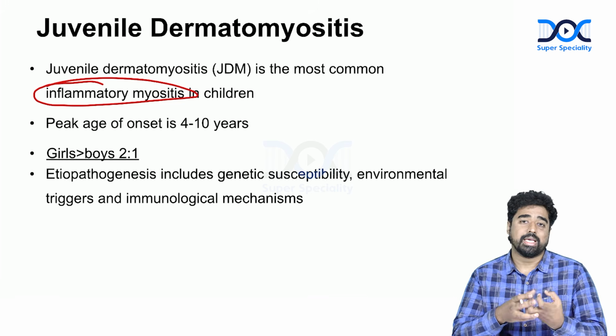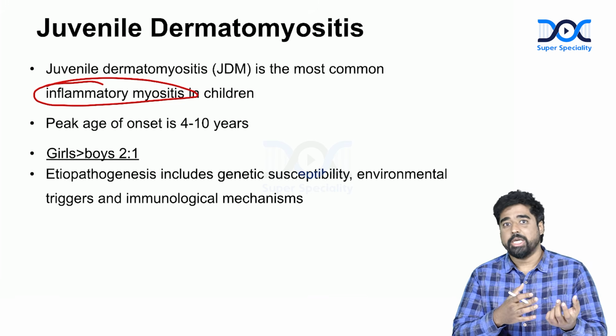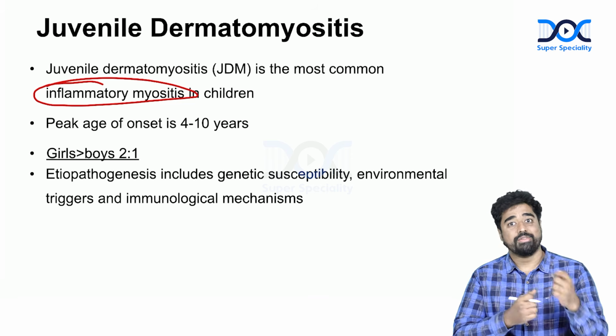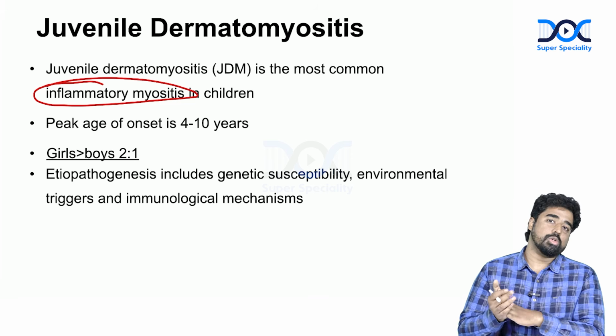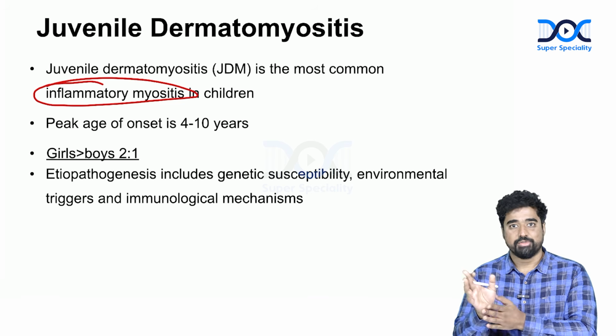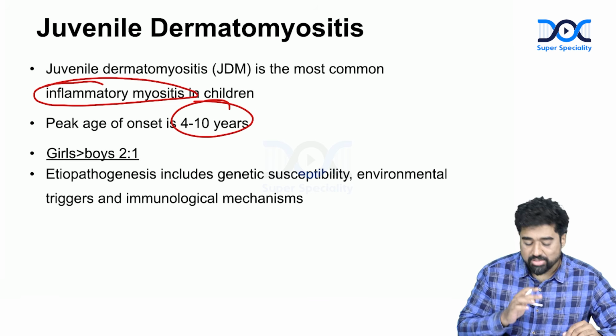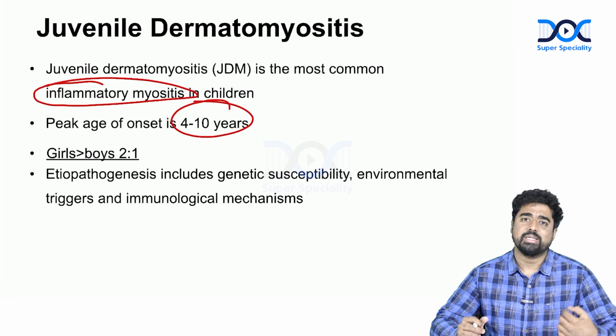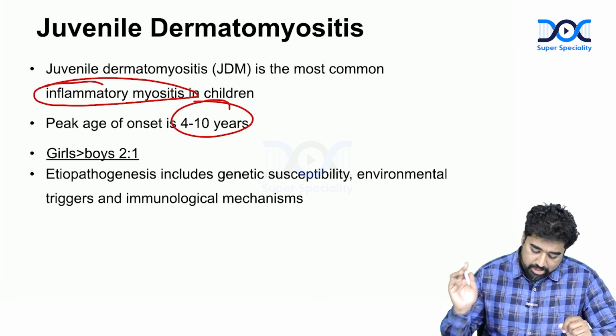Also, in some cases, RF negative polyarticular JIA can happen in less than 5 years, but most of the other autoimmune conditions occur after 5 to 10 years. Similarly, here also it is 5 to 10 years. Most of the autoimmune conditions, girls more than boys. Here also girls more than boys.